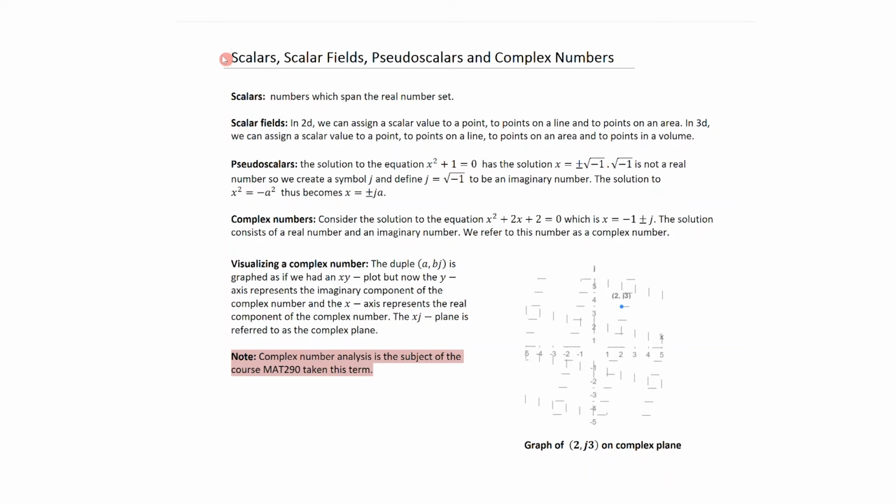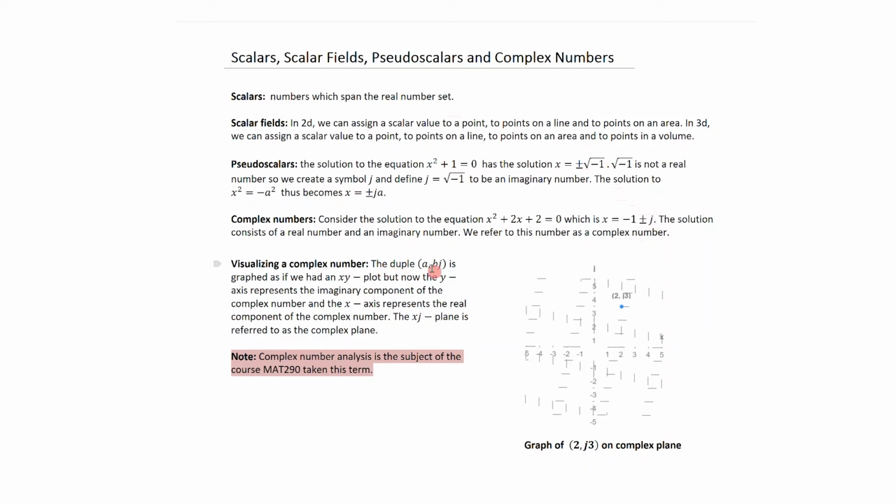You get one solution which is x equals -1 plus j, and a second solution which is x equals -1 minus j. So you'll notice here that the solution consists of a real number and an imaginary. So here's your real number and here's your imaginary number. We refer to this combination of real and imaginary as a complex number. So the question is, how do you visualize a complex number? Because you have two degrees of freedom, a real number and imaginary number.